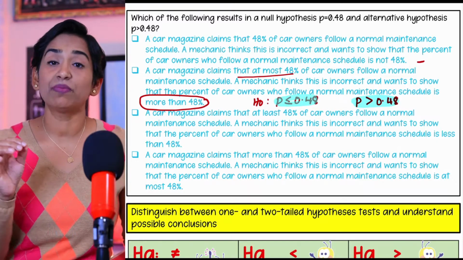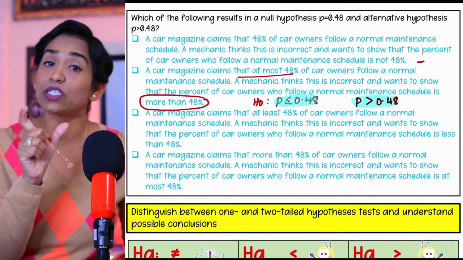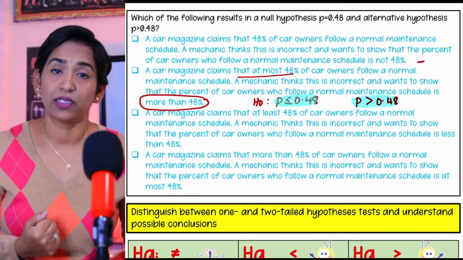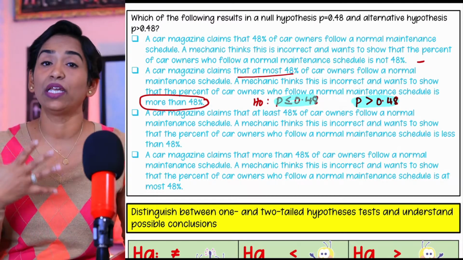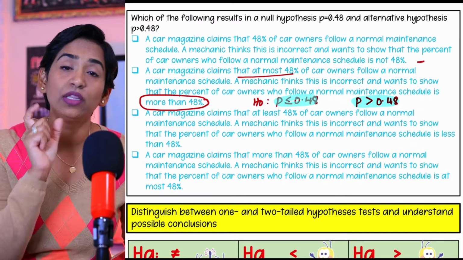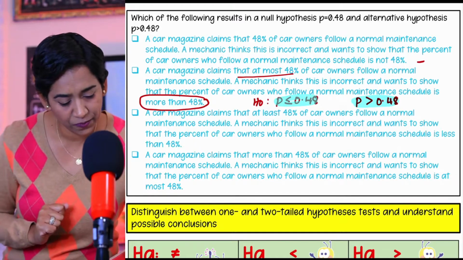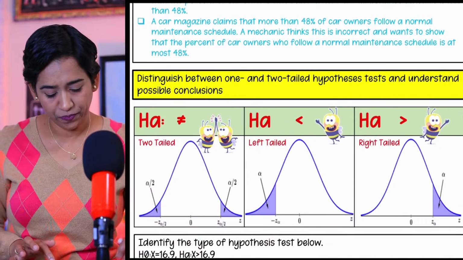Now you might ask, Miss, but the null does not have less than or equal to. Remember, as long as it has an equal to sign, that is my null hypothesis. Sometimes they will give you exactly equal to, or sometimes they will give it to you as at most, at least, where they include the equal to sign. Okay? All right. Let's take a look at the next one.